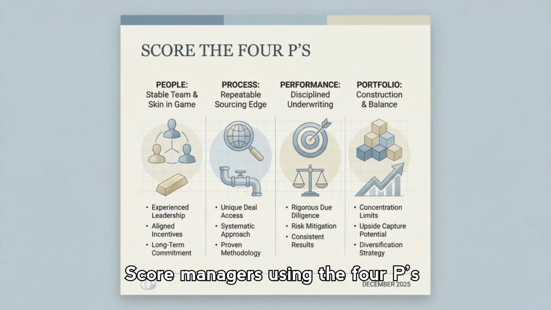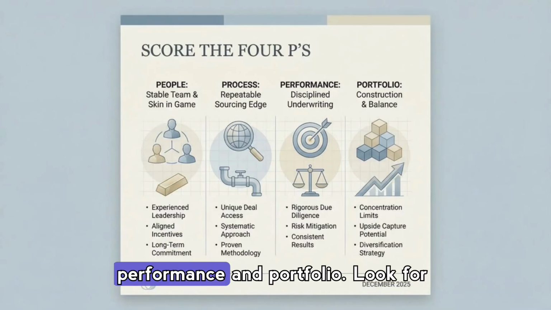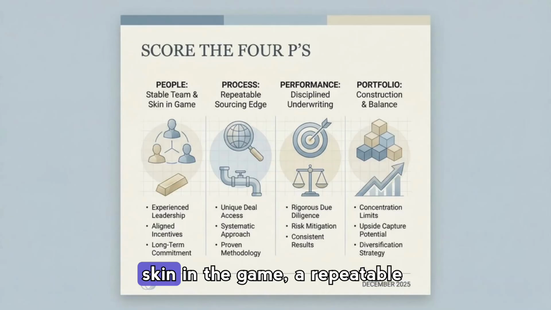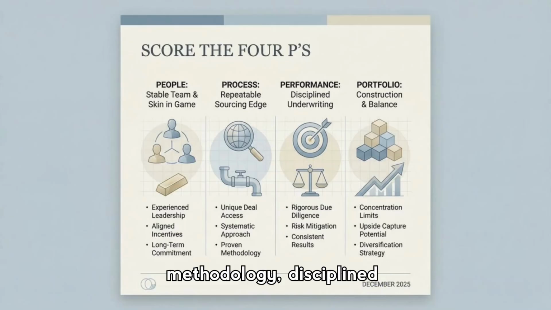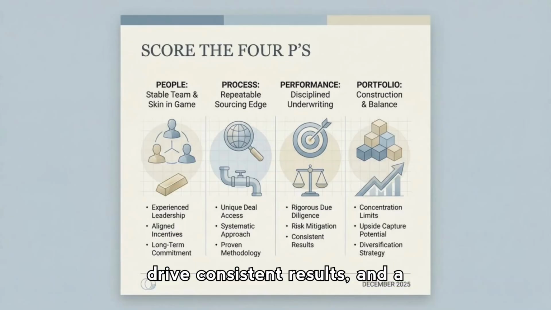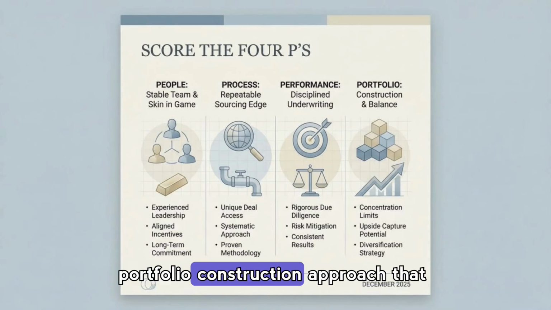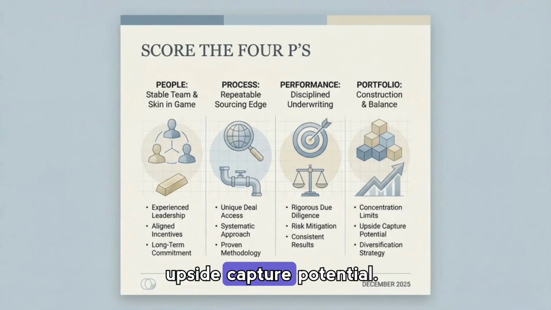Score managers using the 4Ps framework: people, process, performance, and portfolio. Look for stable leadership and meaningful skin in the game, a repeatable sourcing edge and proven methodology, disciplined underwriting and risk mitigation that drive consistent results, and a portfolio construction approach that balances concentration limits with upside capture potential.